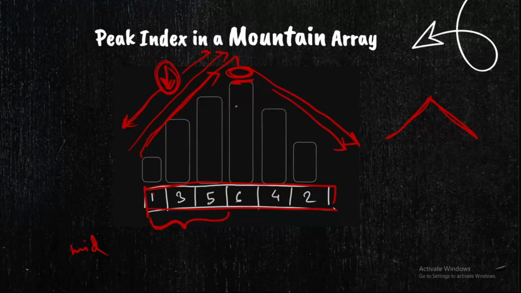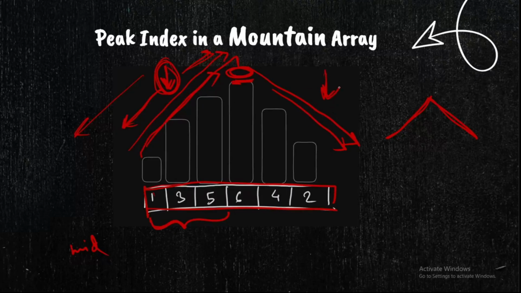Okay, so if we find ourselves at this point, we would try to go to the right side, because the mountain array is such that if we are at the increasing slant, then we would try to go uphill, because the peak would be present at the right side. If we go to this side, the peak cannot be present here because it is steadily decreasing on this side. So it would only make sense if we go to the right, and vice versa at this point.